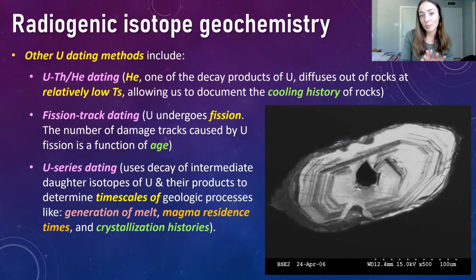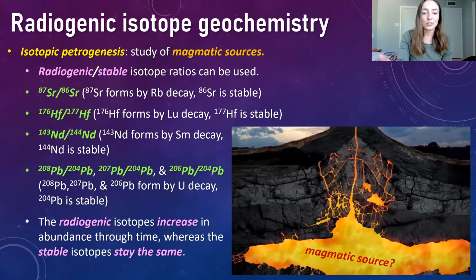And I actually talk a lot more about how we can use carbon dating, carbon half-lives, and how far back or how old of rocks we can use carbon dating on in the absolute dating video. So please go check that out if you're interested in carbon dating. But here in this video, this is about igneous rocks and understanding igneous rock formation and processes, not about sedimentary stuff. So now let's discuss isotopic petrogenesis, or studying magmatic sources.